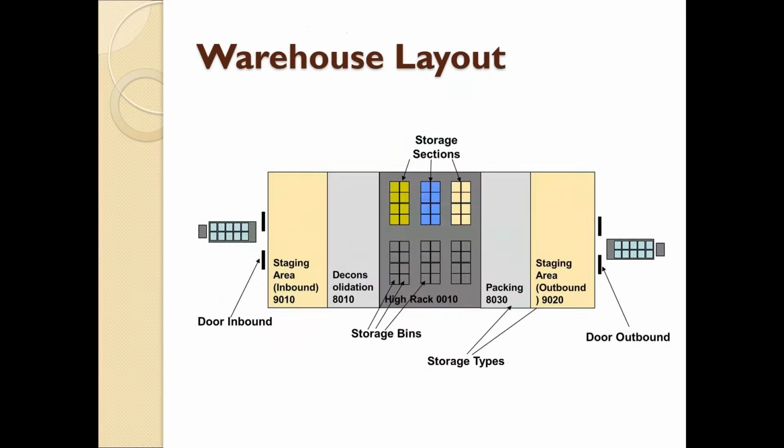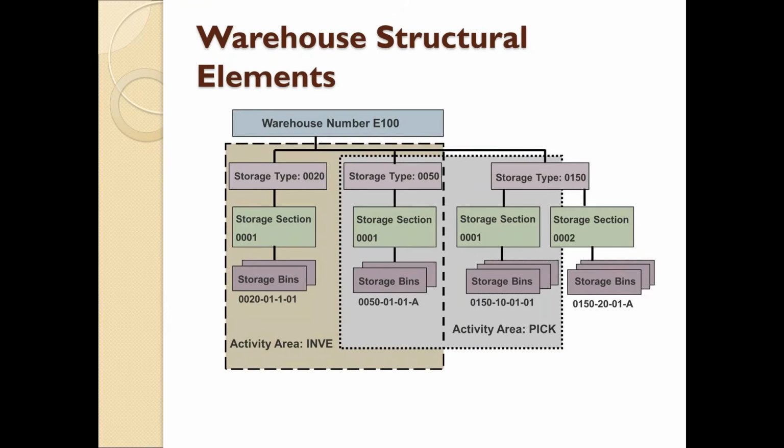But before I directly jump into this process-oriented one, we know that the organizational structure in a warehouse will be such that we'll have a storage type, followed by a storage section, followed by storage bins. And more or less in the EWM system, we have a concept called activity areas, which we'll see later.